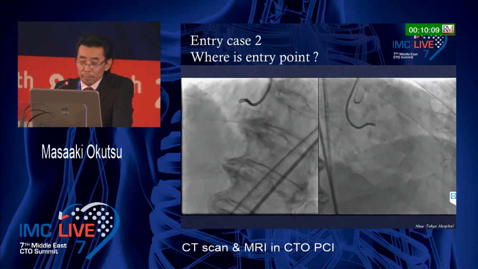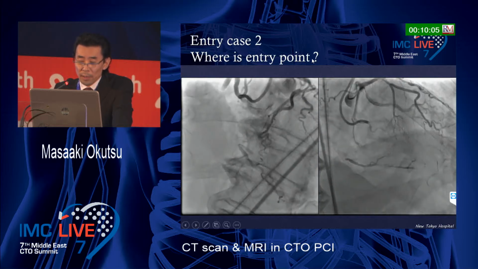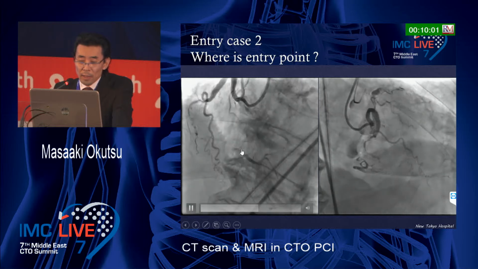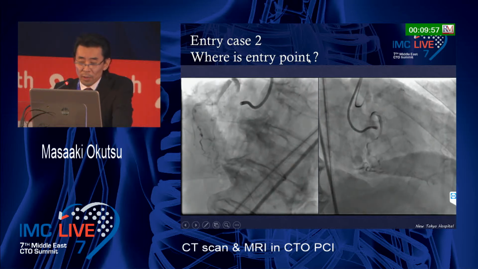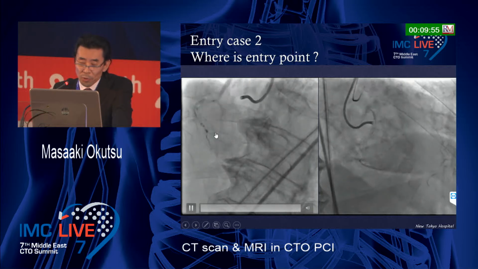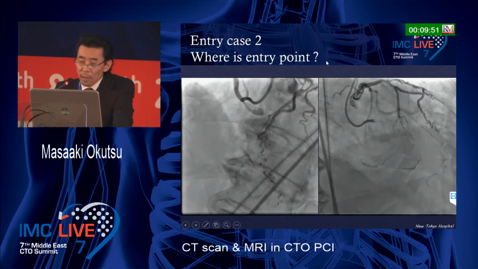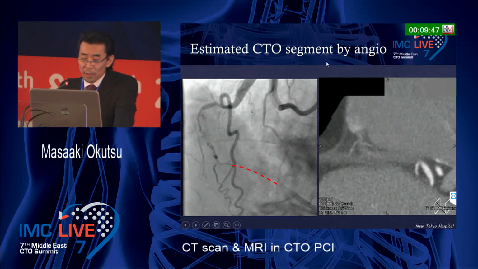The next case is a similar case on the entry point. As you can see, this is the distal CTO of the RCA. The RCA distal part is here, but the entry point is a little bit difficult. This point looks like a CTO entry. However, is it true or not? I'm not sure. So I checked in angiogram. This point looks like a CTO entry.